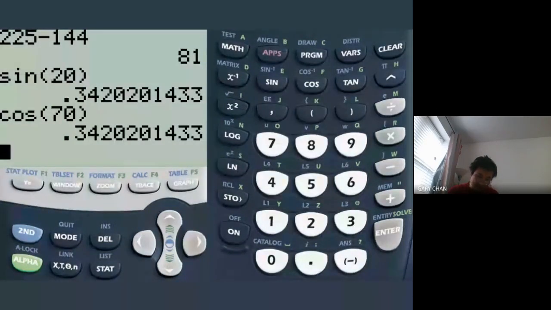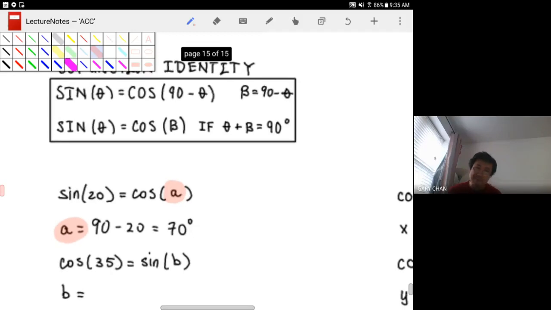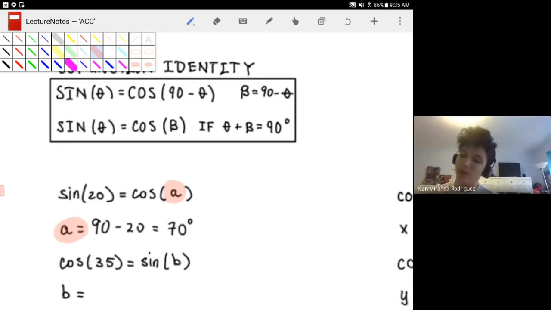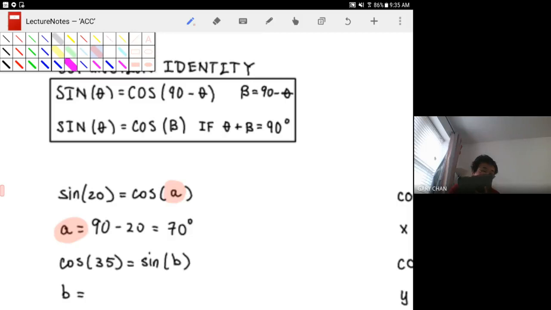So let's go back to this. Now that we understand the trick behind these types of questions, let's take a look at how we find out what B is. Maybe Kian, can you tell us what B is? Sure. B must equal 55. That's it. You got it.